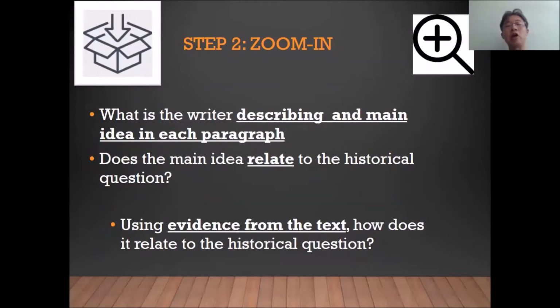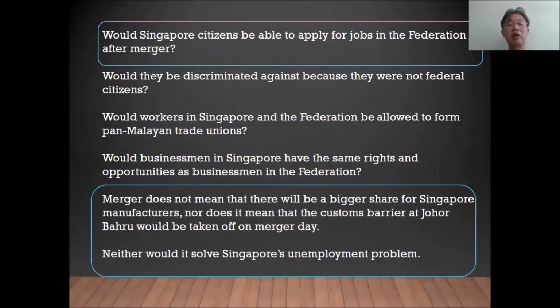Step 2, now you go into the source and now you read each paragraph and you ask yourself which part of the source, which paragraphs relate to the historical question. For example, if your question is, what does the source tell you about merger? Then when you look at the source, which I'm going to show you now, you can see that I've boxed up certain things. So Shu Cho, when you look into the source, is against merger because he's worried about jobs.